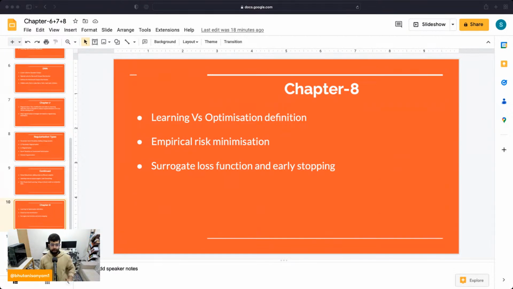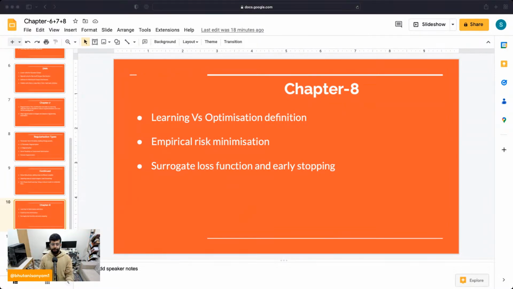So I'm just giving the highlights and then we'll go into the roots. Chapter 8 is about optimization. First of all, they differentiate between learning and optimization. When are you optimizing a neural network and when are you trying to make it learn something? The empirical risk minimization formal definition is also introduced.